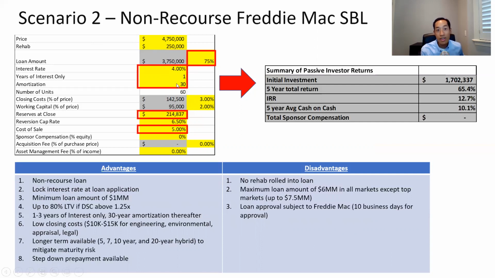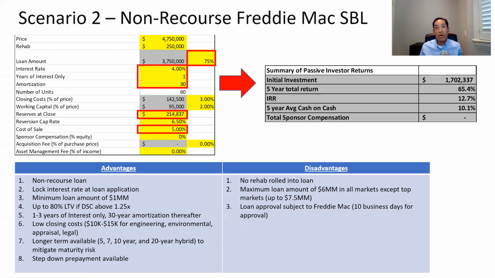Amortization goes to 30-year amortization, right? So in the previous scenario with the recourse bank loan, their max is going to be 25-year amortization. So this is going to help your cash flow. In terms of reserves, Freddie Mac SBL is requiring 12 months of reserves currently, and then your cost of sale.